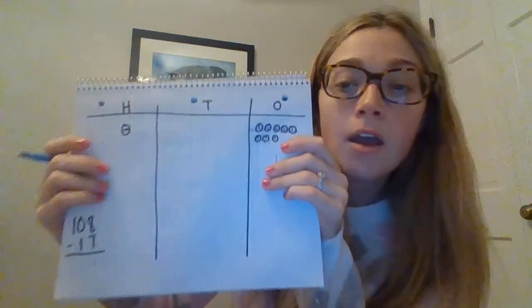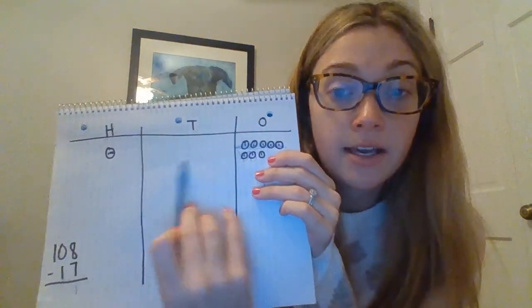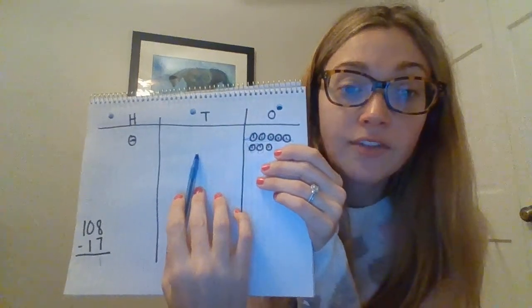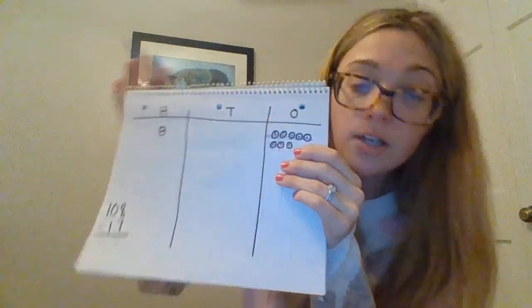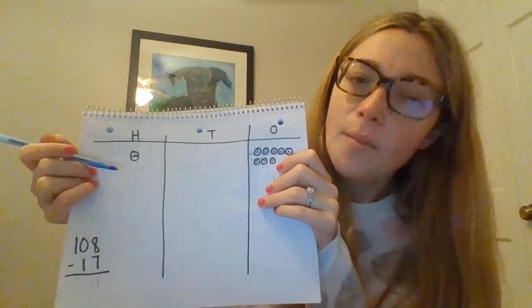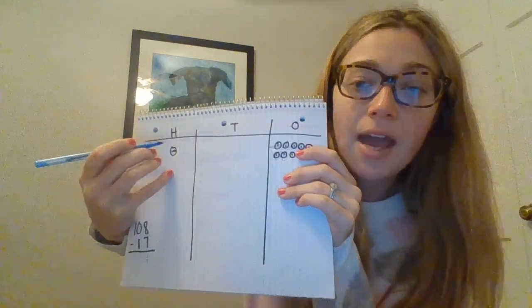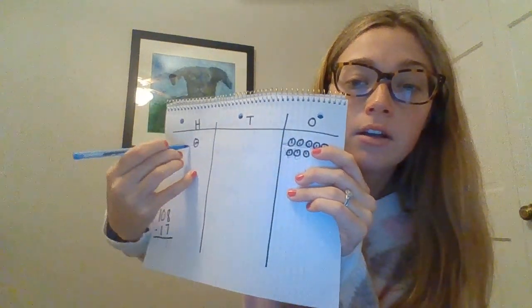Now, I have to take a 10. I don't have any 10s. Tell the people around you what you're going to have to do. Unbundle! I'm going to come to my hundreds, and I have to take 100. How many 10s are in 100? 10. So I'm going to X out my 100, and I'm going to represent 10 10s.